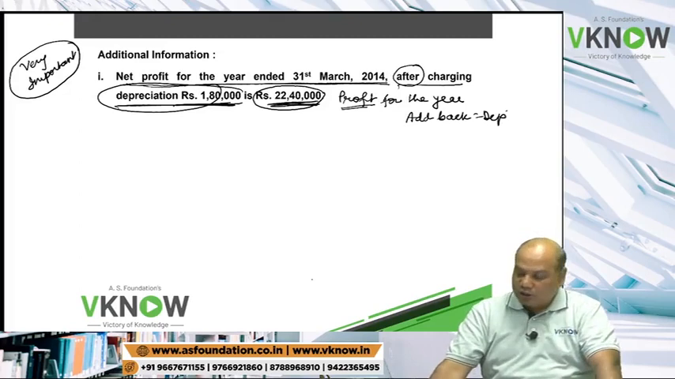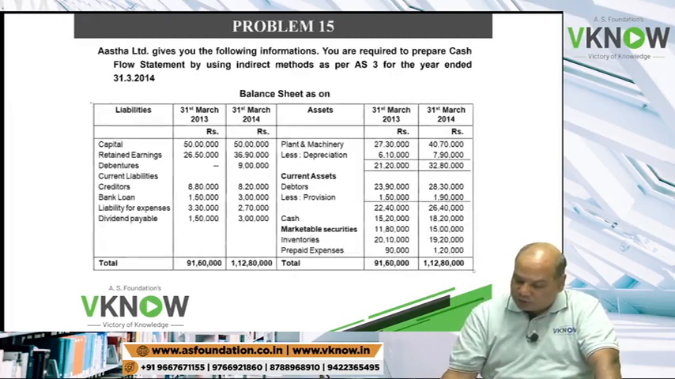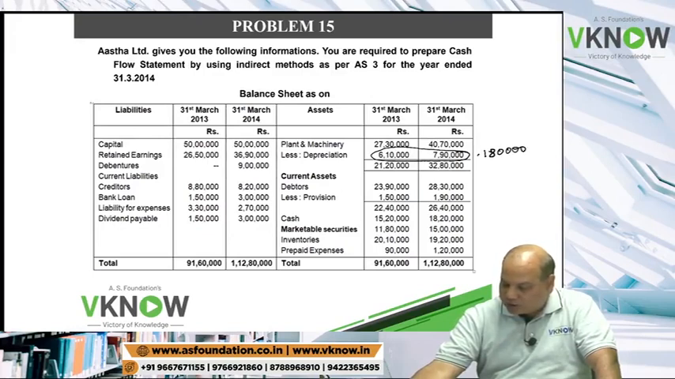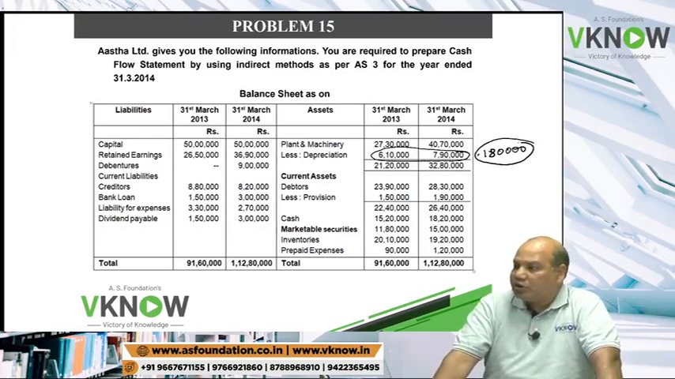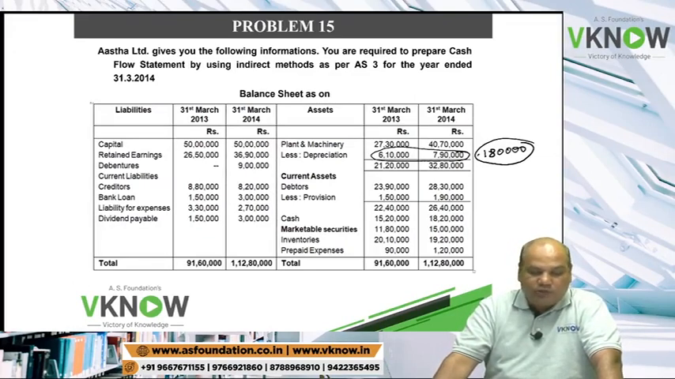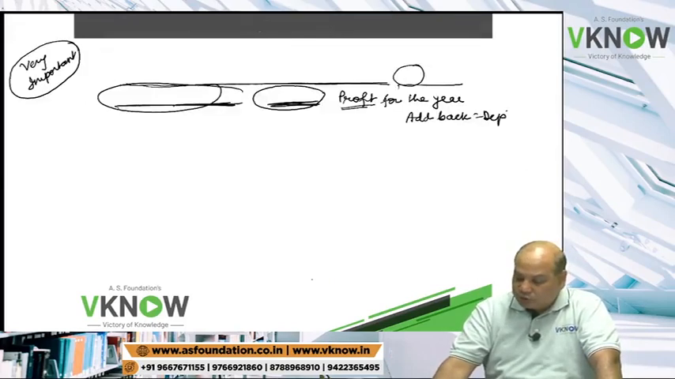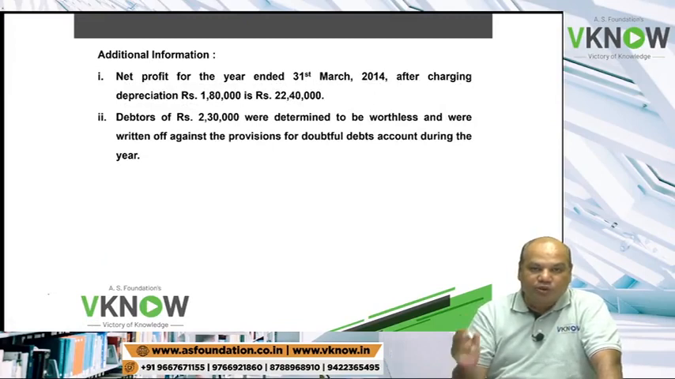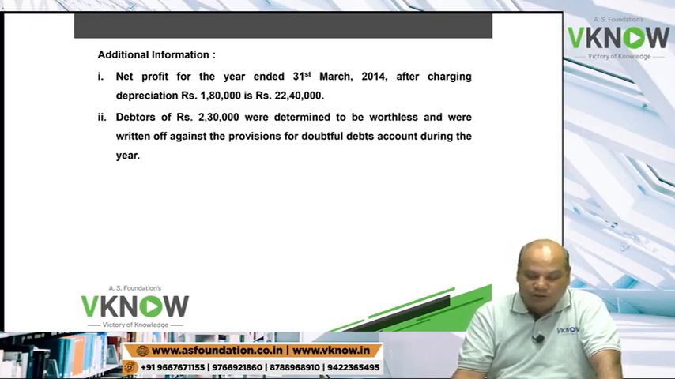I will go to the balance sheet again on the asset side. See this difference of depreciation: 6,10,000 and 7,90,000. This is exactly 1,80,000. So no major adjustment has happened in fixed asset because the depreciation figure is matching. It seems there is no purchase and sale of asset. Purchase of asset is there, sorry, purchase of asset is there.